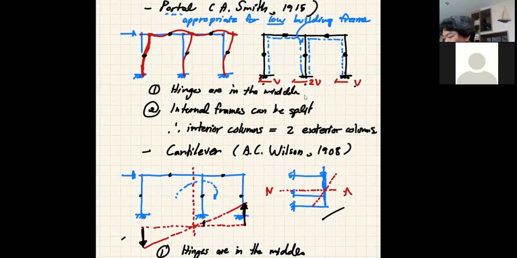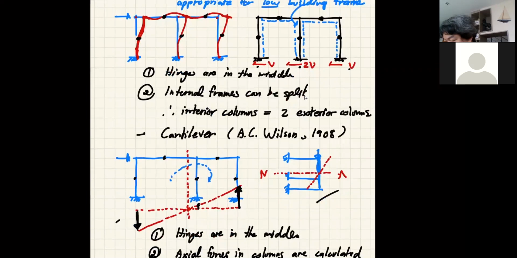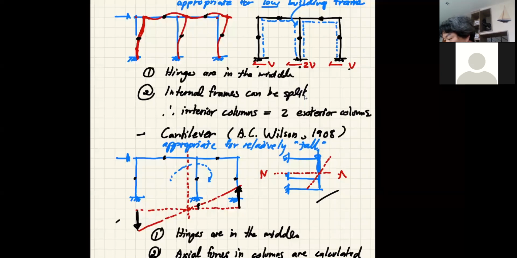Okay, and of course, if the first method is appropriate for low building frame, this is appropriate for relatively tall building.